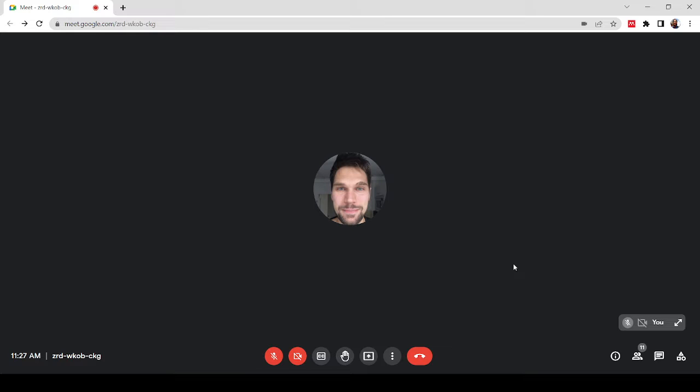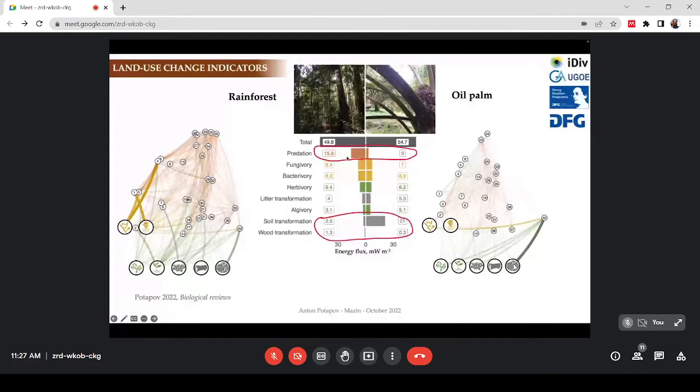And then we could compare it, let's say, with oil palm to understand what is the difference in these systems in terms of animal contribution to ecosystem functioning. And you visually see that the network is very different on the left and on the right. But to quantify it, we can sum up energy fluxes, and you see that the total energy flux is the same. And what is different is certain functions. For example, in plantations, we have 5 times less predation, which means that we have much lower potential biocontrol of different kinds of animals. But also, we have very different rates of soil transformation and wood transformation, which have implications for decomposition processes, but also for soil structure.